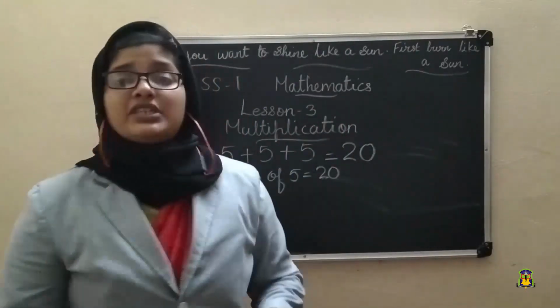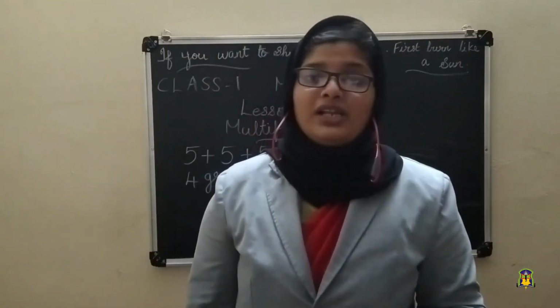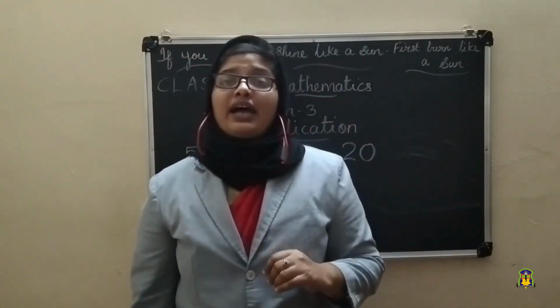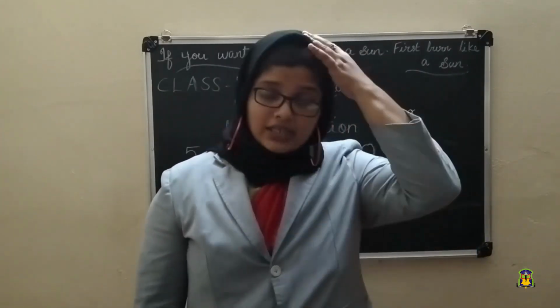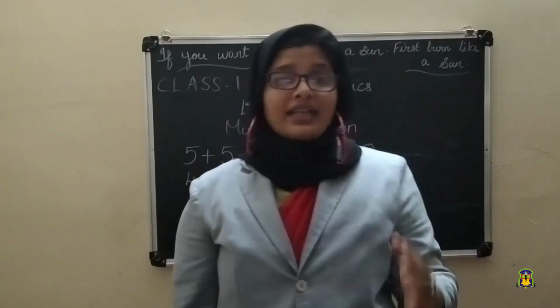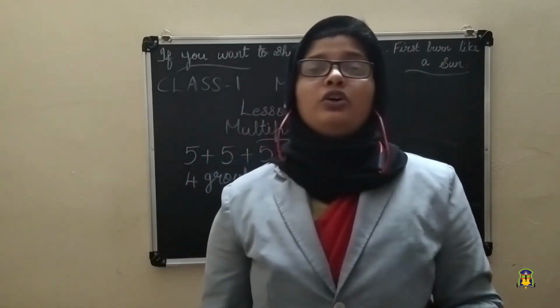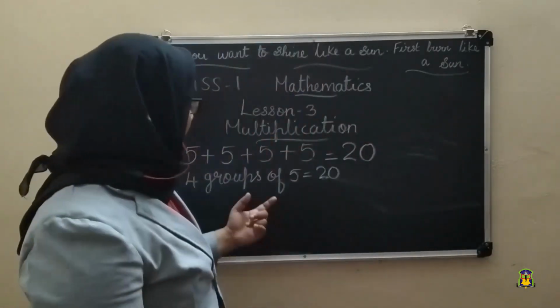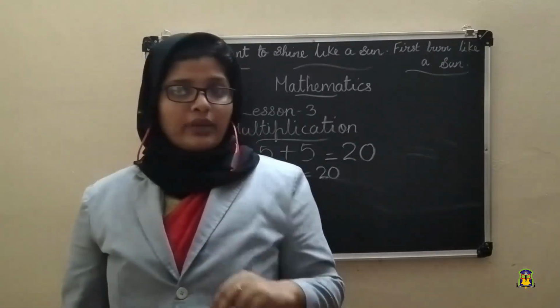Then we have to say that 5 added 4 times equals 20. Then one more thing also we have to say. In another way we have to say 4 times 5 equal to 20. We have to say in these 2 ways.